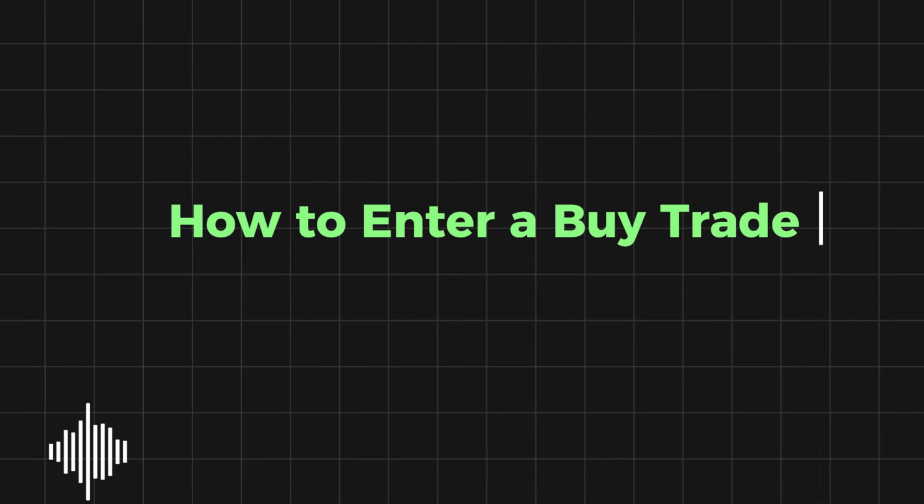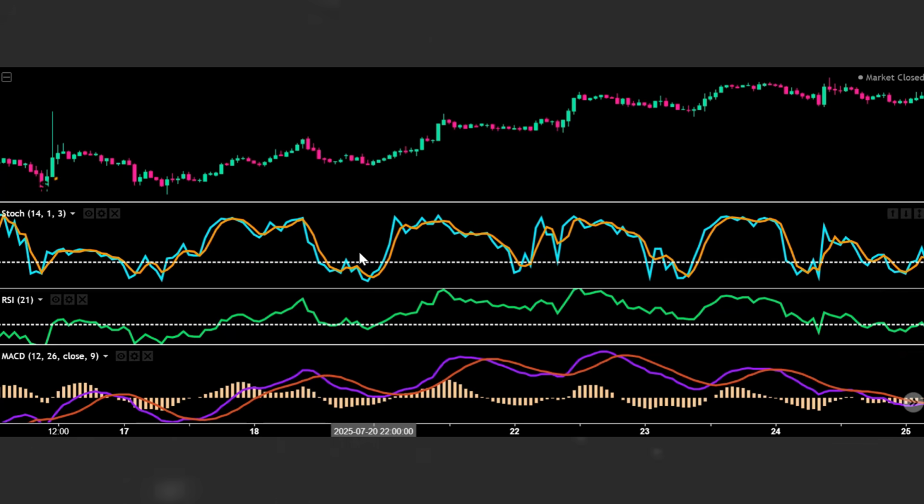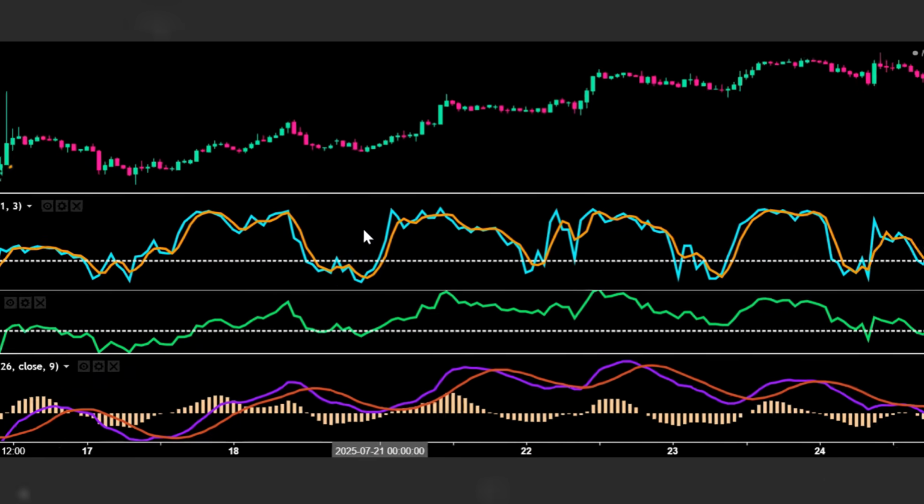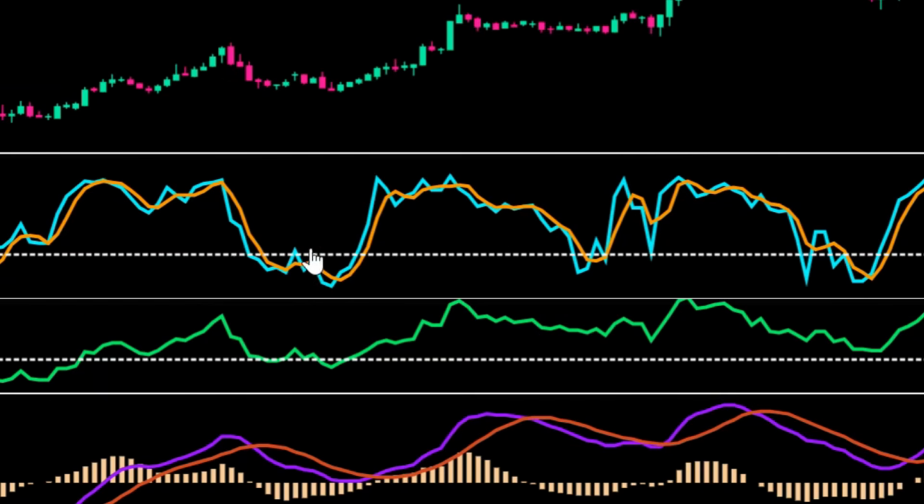How to take a buy trade? Here's how we enter a buy trade step by step. First, we look at the stochastic. We want to see both K and D lines in the oversold zone, which means the market has pulled back and might be ready to move up.